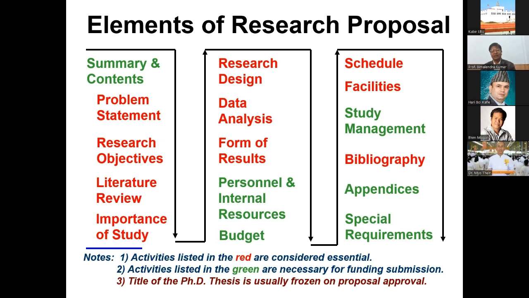So see here, activities listed in red are considered essential. Those in red, like problem statement, research objectives, literature review, importance of the study, research design, data analysis, form of results, schedule, facilities, and bibliography, are considered essential things for making a research proposal.